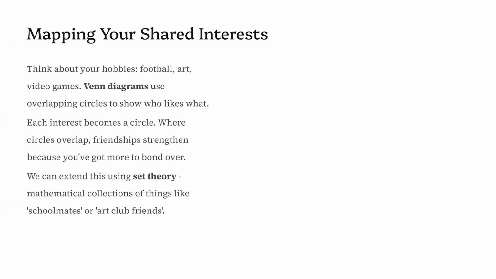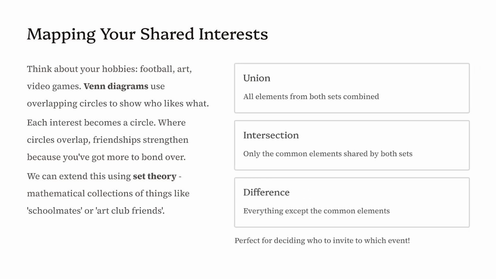Next, think about interests. You and your friends might overlap in hobbies like football, art, or video games. We can use Venn diagrams to visualize that. Each interest is a circle, and the overlaps show who likes what. A Venn diagram basically uses circles to depict sets of information. The more overlap, the more topics you can bond over.